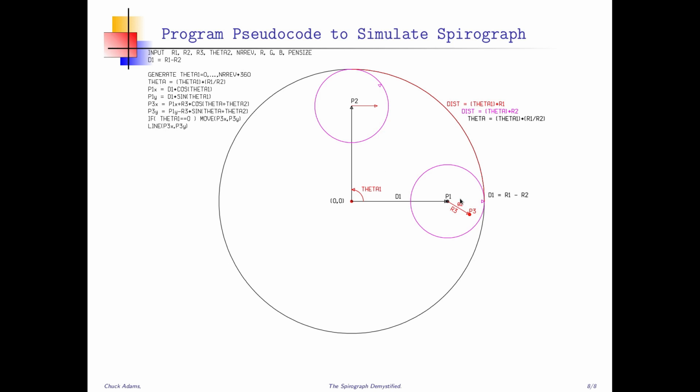Theta, the rotational angle of the disk, is equal to theta 1 times R1 divided by R2. There's a secret here. When I push the disk in this direction, it rotates in this direction, clockwise. In mathematics, a counterclockwise rotation is a positive rotation. Clockwise is negative. So there's a negative sign involved here on this rotation, and that's very important.